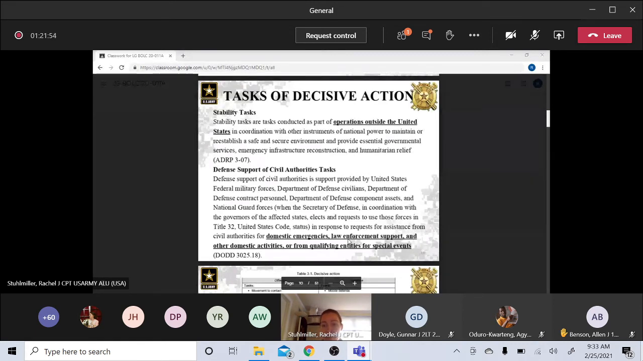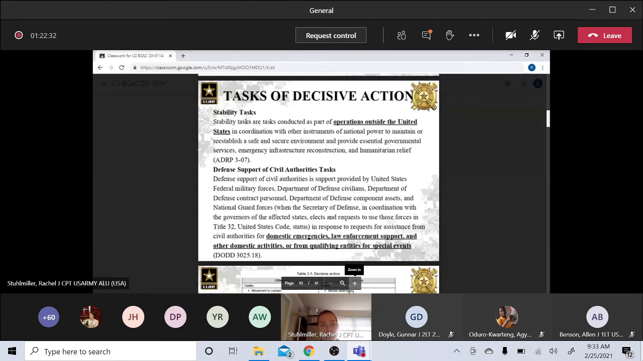But if you're wondering about the difference between stability and defense support of civil authorities, there's a really key buzzword for stability. The key buzzword for stability is OCONUS. If you're conducting stability tasks, you are conducting them outside of the United States. If you're conducting defense support of civil authorities, you are conducting them within the United States. So it's designed for domestic emergencies, law enforcement support, etc.